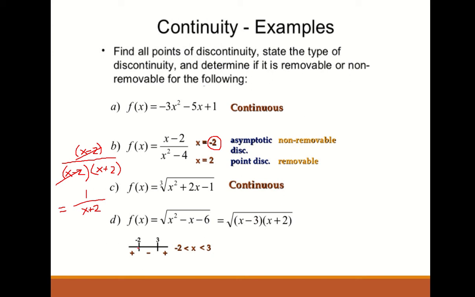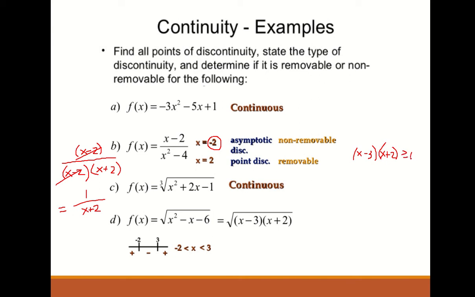Okay, so we have x minus 3 times x plus 2 must be greater than or equal to 0, right? This is because the index here is even. So the requirement here is that the radicand should always be positive or 0. So x minus 3 times x plus 2 must be greater than or equal to 0.